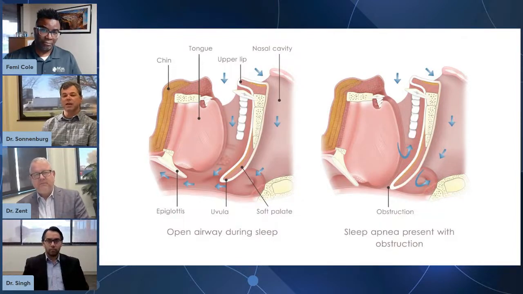When that happens, the oxygen level in a person's blood starts to go down. Their brain senses that and says, hey, something's not right here. Then the brain experiences something called an arousal, where an individual goes from a deeper state of sleep to a lighter state of sleep. That transition restores the muscle tone and allows the airway to reopen. This cycle happens over and over again throughout the night in a person who has obstructive sleep apnea.